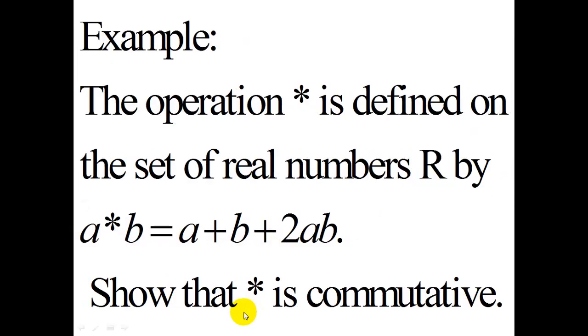Now let's see an example. The operation, this is the operation sign, is defined on the set of real numbers R by A operated on B is equal to A plus B plus 2AB. The rule says that A operated on B is equal to A plus B, that is, you first add the two terms plus 2 times the product of the two terms. That is the rule. Now show that the operation is commutative.